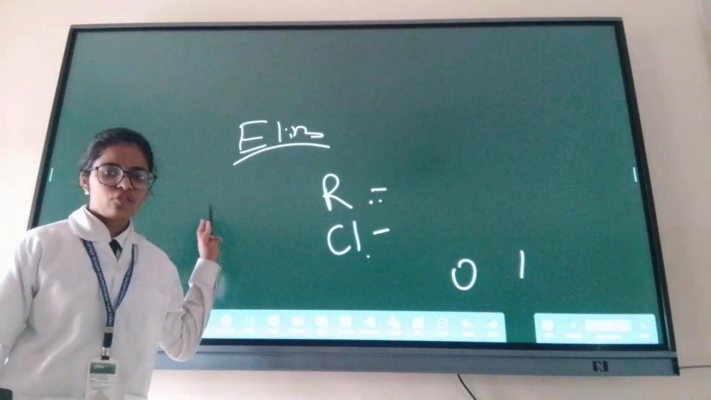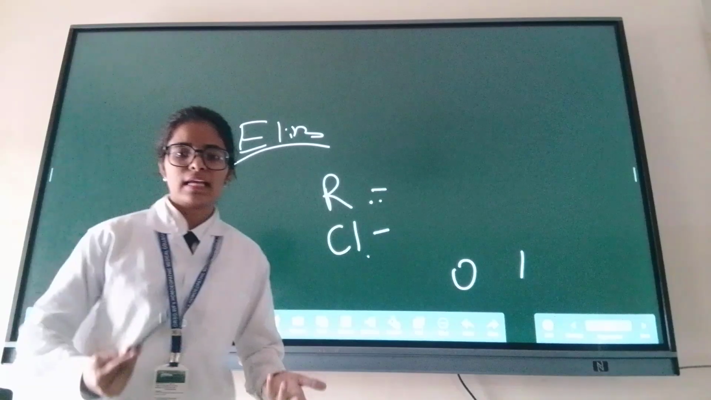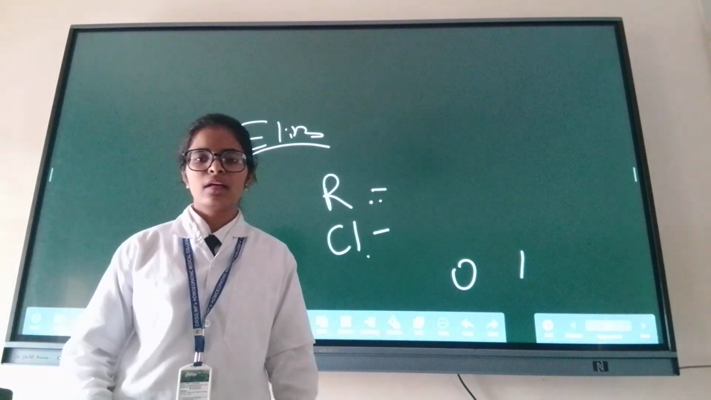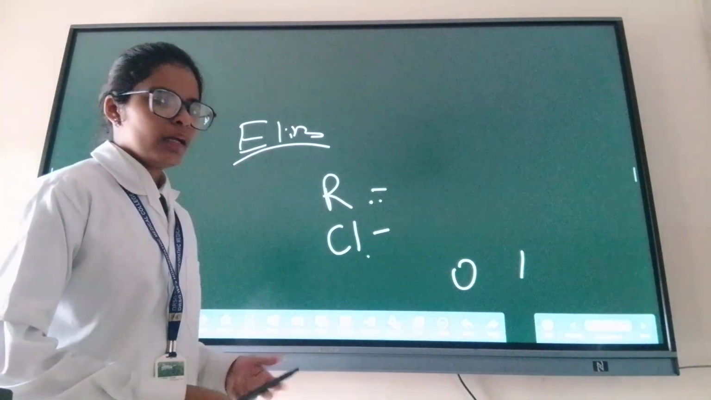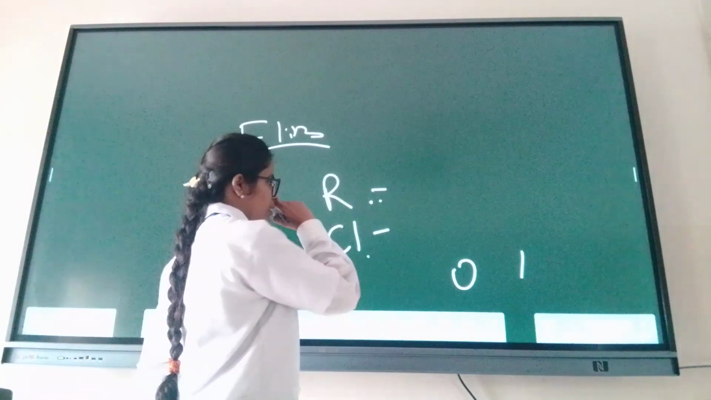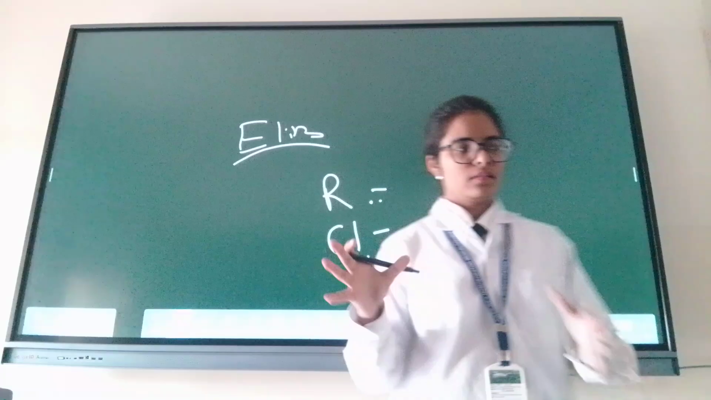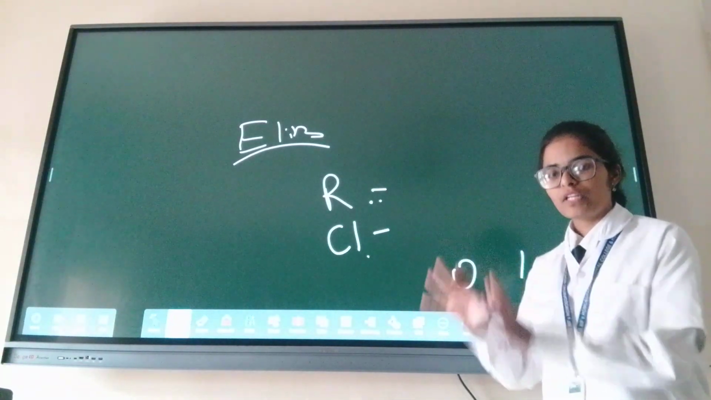Now the main site of elimination is the kidney, we all know, but the drug can also be excreted through saliva and other secretions like sweat, like that. Okay. And the rate of elimination. What was the definition? The amount of drug eliminated per unit time.